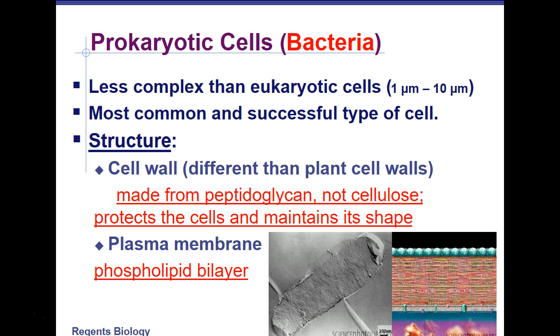They are less complex, but they are very successful on Earth. There are far more bacteria than there is any other type of life. They have a cell wall, though it is built of different material than plants. The cell wall of a bacteria is peptidoglycan, not cellulose, but it still serves to protect the cell and help maintain its shape. Beneath, interior to the cell wall, we'll find a membrane called a plasma membrane, and it is a phospholipid bilayer.